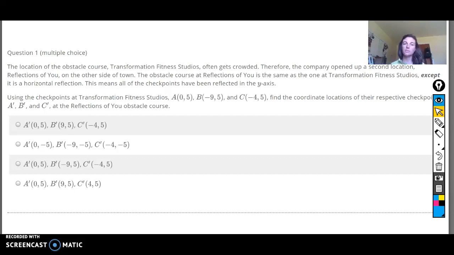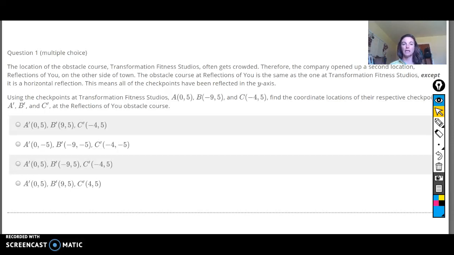The location of the obstacle course Transformation Fitness Studios often gets crowded. Therefore, the company opened up a second location, Reflections of You, on the other side of town. The obstacle course at Reflections of You is the same as the one at Transformation Fitness Studios, except it is a horizontal reflection, meaning all of the checkpoints have been reflected in the y-axis, okay?